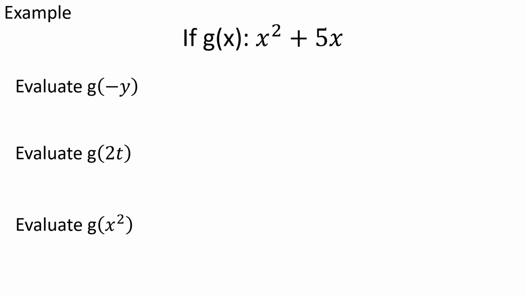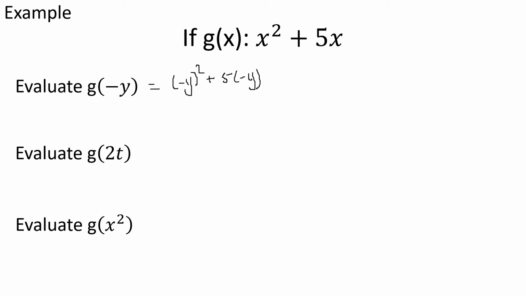So let's look at our last example. So we've got the function g of x is x squared plus 5x, and we're evaluating when g is minus y. So whenever we see x, we need to substitute it for the minus y. So that would mean that we have minus y all squared plus 5 times minus y.